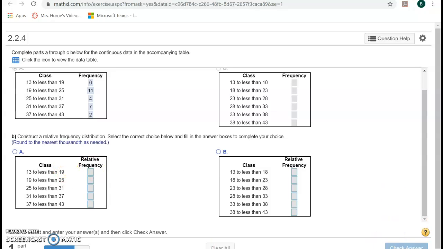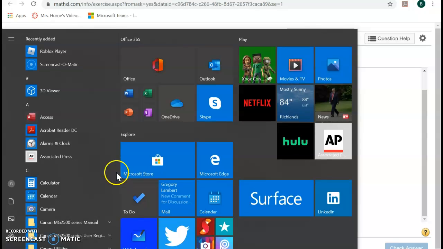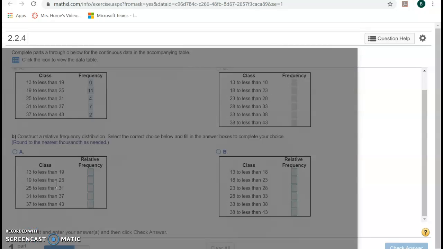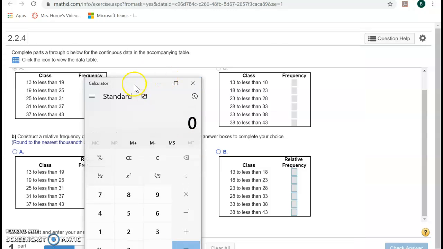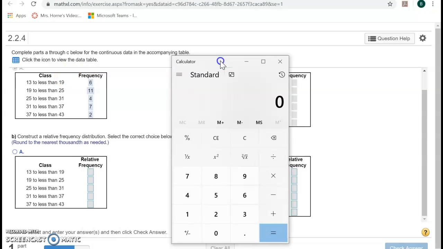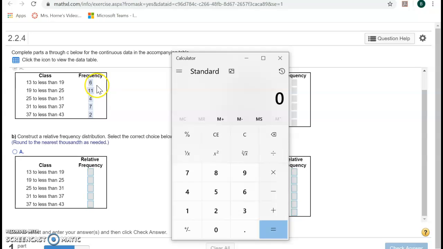So the first thing that I recommend you doing is just getting a total frequency. Sometimes they'll tell you the number of data points, but here, if you total this up, that would be 30 total values. So to get the relative frequency, you take the frequency for that particular class, which is 6.